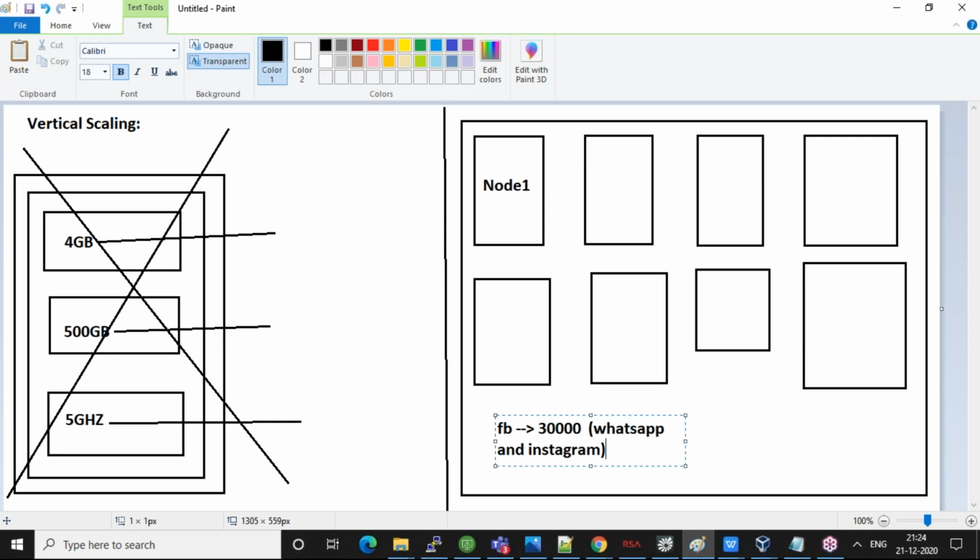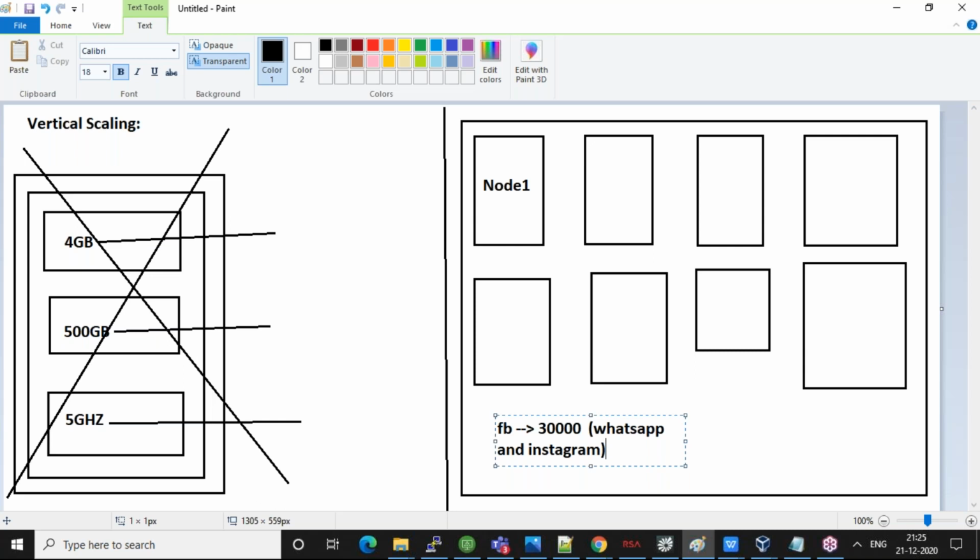There are so many chat messages, images they can upload, videos they can upload, shares, likes, comments. There is so much data they need to process. That's why they are using this many nodes. This is also an interview question.